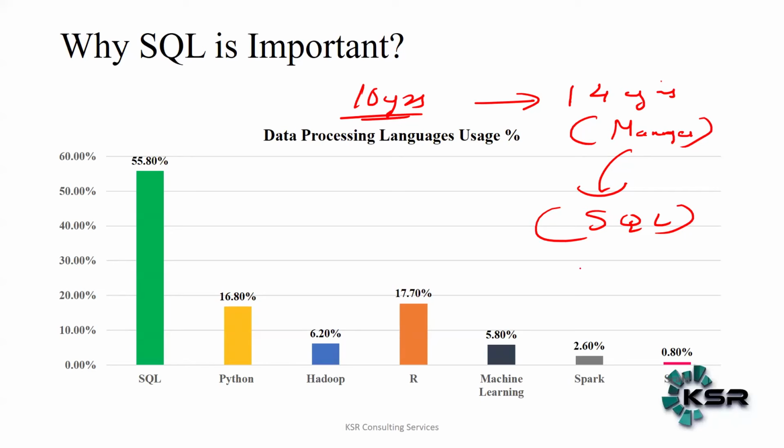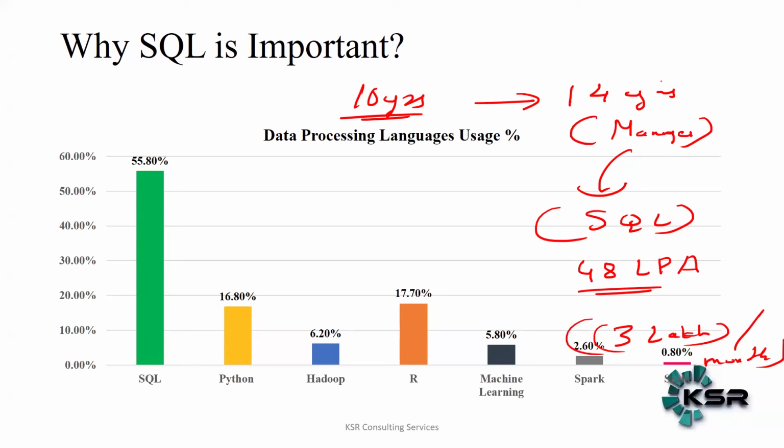The salary he's getting is 48 lakhs per annum. So 48 divided by 12, how much? It's 4 lakhs. Excluding tax, he's getting almost 4 lakhs per month. That's his salary, for knowing SQL. You should understand how important SQL is. He's surviving with SQL. Now, I'm not asking you to learn only SQL. This is just an example I'm giving you to make you understand how important SQL is in life.